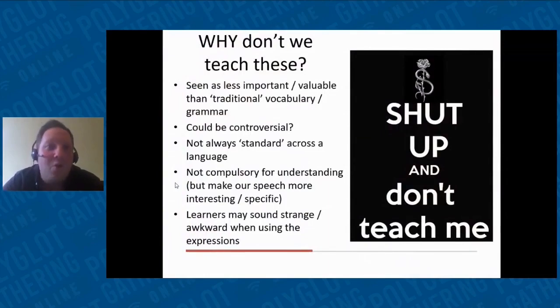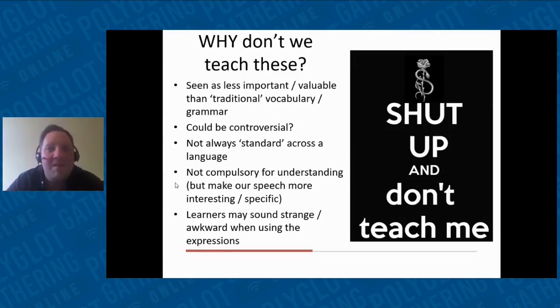So I was thinking about why maybe we don't teach expressions like these, and that course books do tend to stick to quite standard vocabulary. And I think idioms and idiomatic expressions generally are seen as less important or valuable than traditional vocabulary. I'm not saying that I agree with any of this. Actually, for a lot of it, I disagree, but I think these are arguments that we could make for why they're not taught.